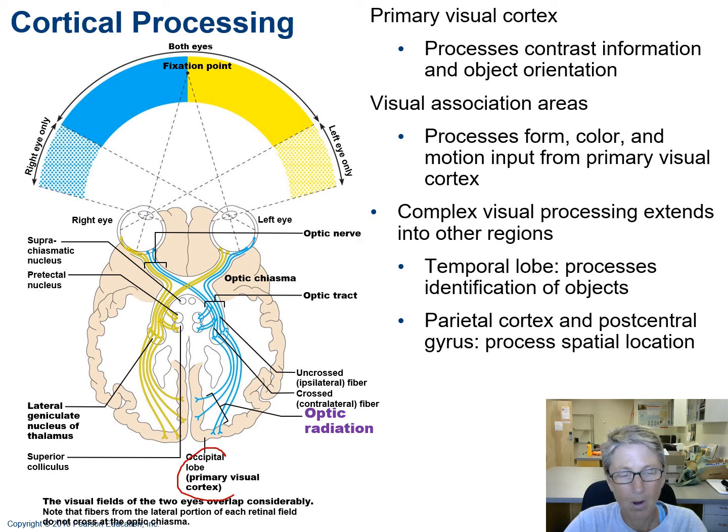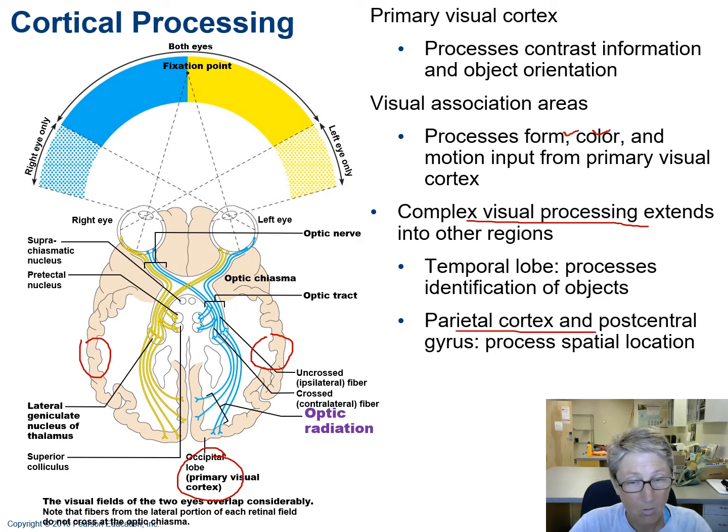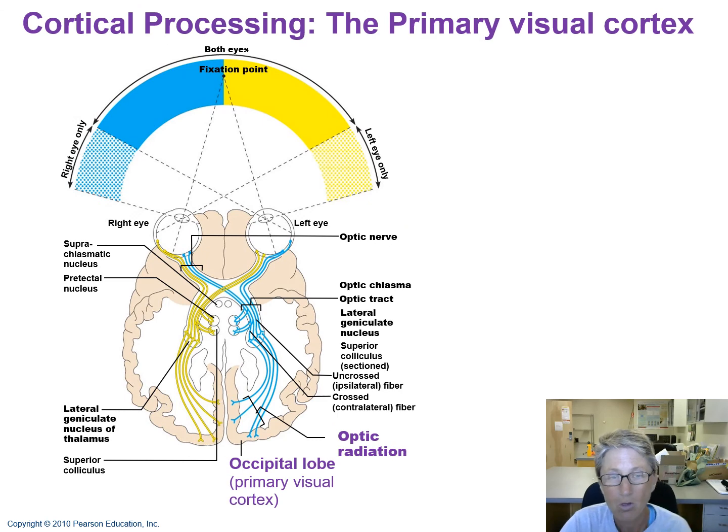Okay, so back here, the primary visual cortex is going to process contrast information, object orientation, what you're looking at. And then the visual association area, which is right next to the primary visual cortex, will process the form, the color, the motion input from your primary visual cortex. And then you'll get really complex visual processing that goes into other regions like your temporal lobe. So it'd be over here to help you identify the objects specifically. You can go into the parietal cortex, postcentral gyrus, to process the spatial location of the object that you're looking at.